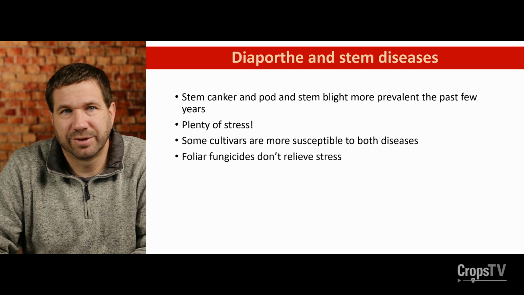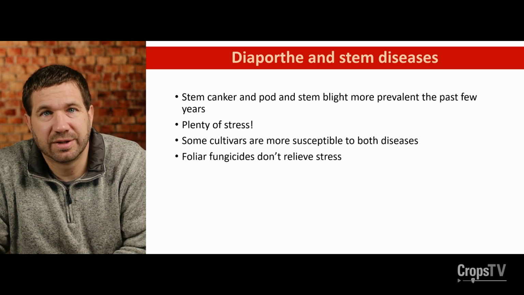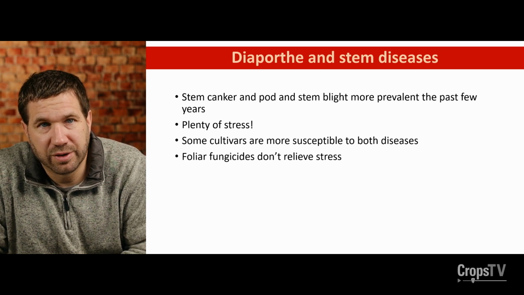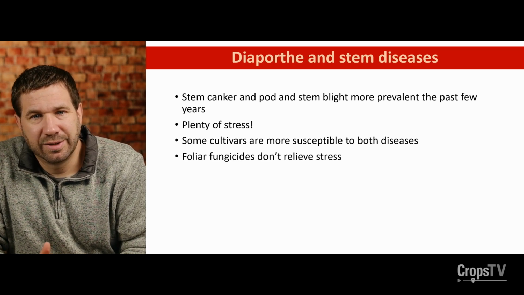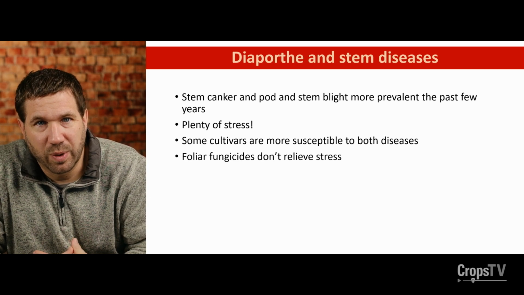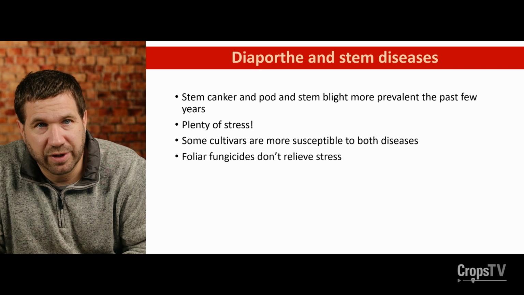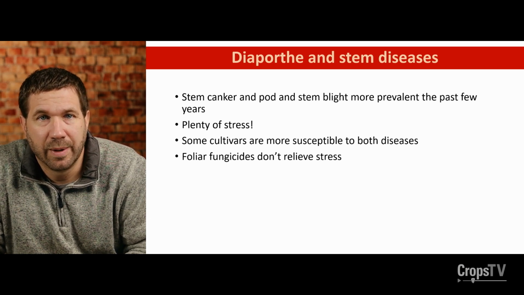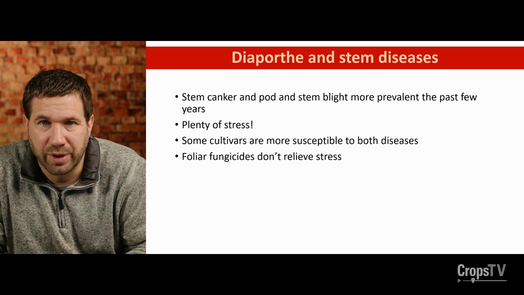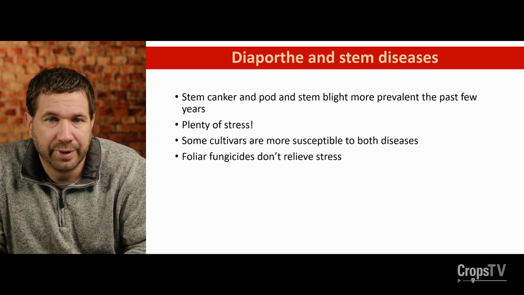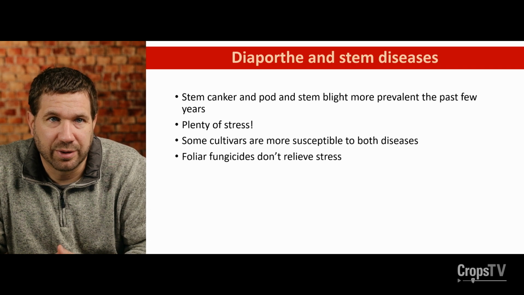So let's now talk about some of the other diseases. We have seen stem canker and pod and stem blight be more prevalent the last couple of years. I get this question a lot: why are we seeing so much of it? I would say there's a couple of things. Both of these diseases I would call stress diseases, where they're going to start showing up when the plant is experiencing some kind of stress. And we have seen plenty of stress the last couple of years, whether it's too much water, too little water, temperature extremes, etc.